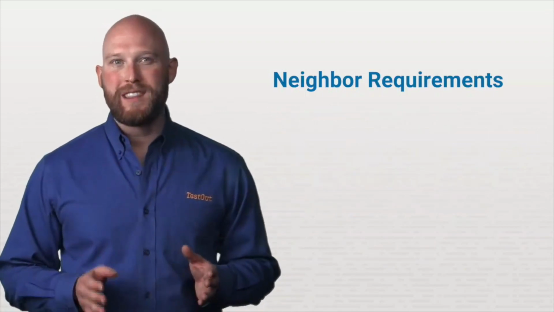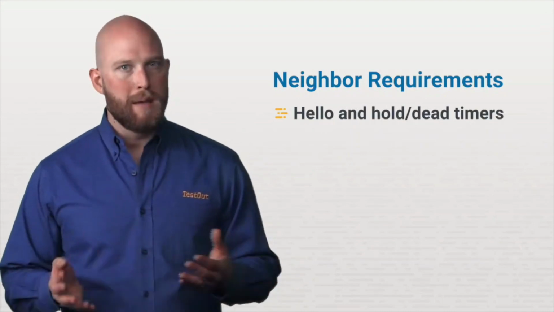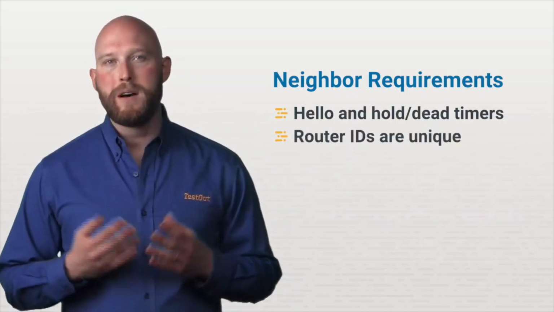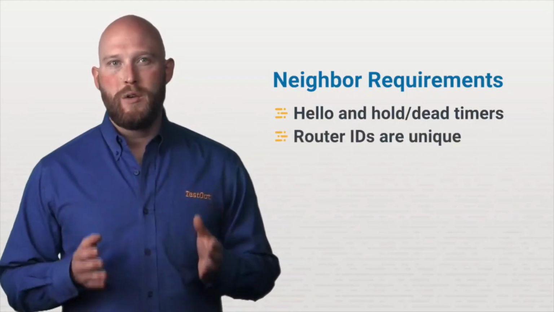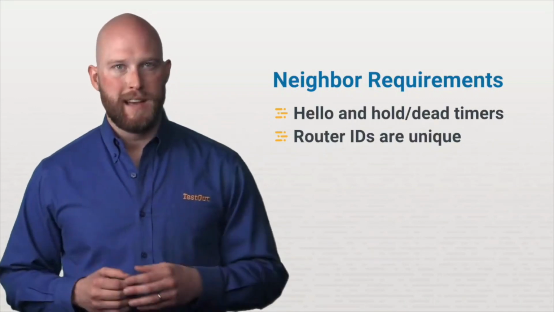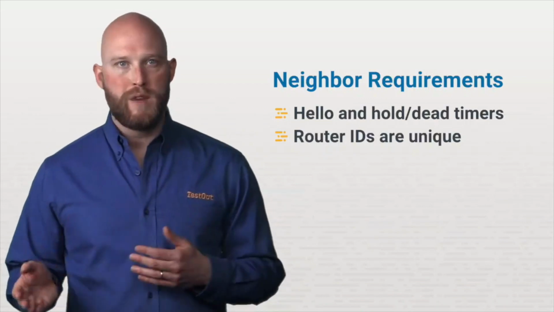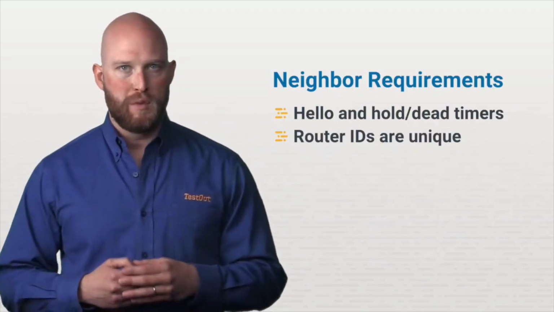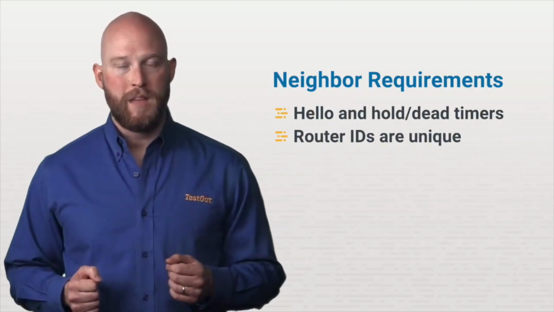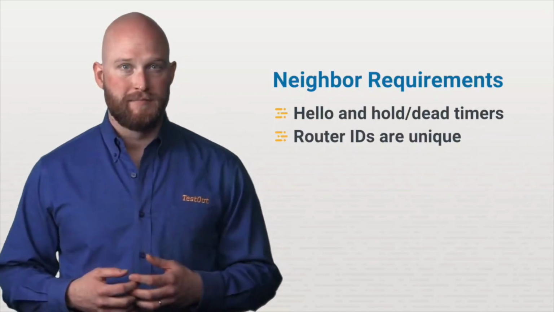We need to make sure that the hello and hold dead timers match on both routers for them to neighbor with OSPF. Also, the router IDs in OSPF must be unique. We use the show ip ospf command to display all of them. This checks for duplicates. If we find one, we assign a unique router ID on one of the routers and restart the OSPF process. We enter clear ip ospf and then the process ID. OSPF then reloads and goes through the convergence process again.